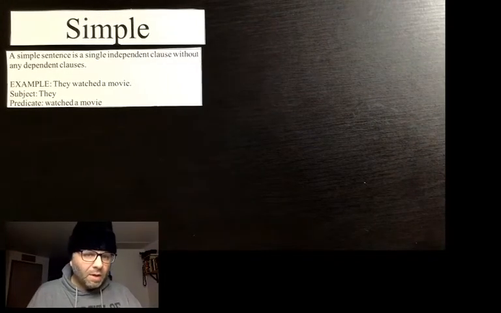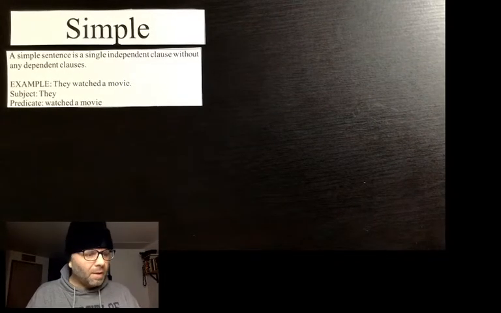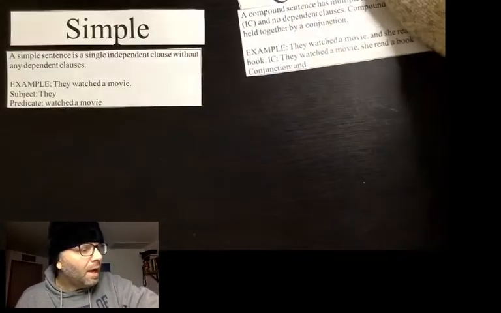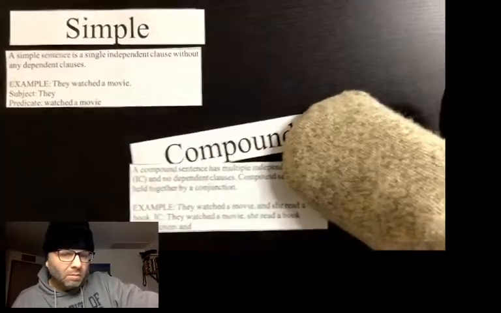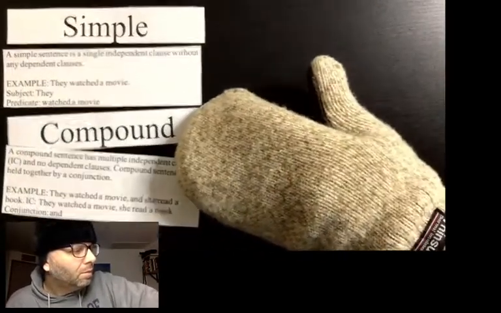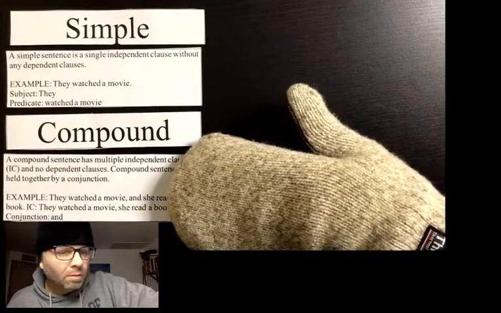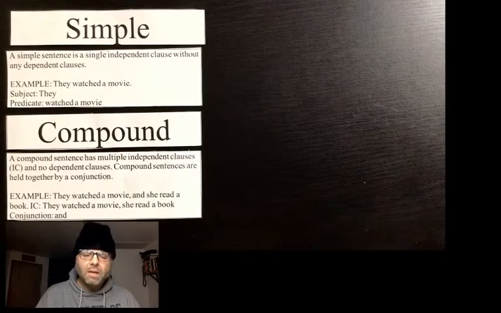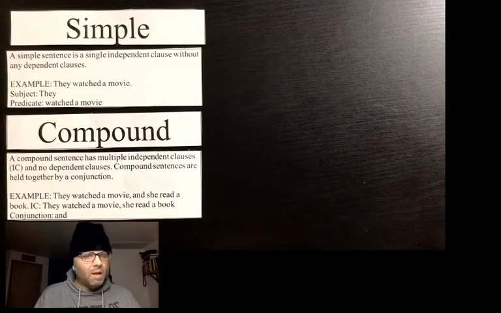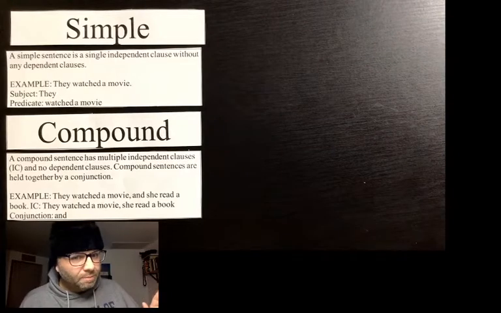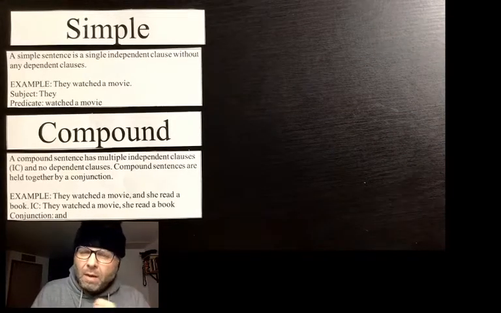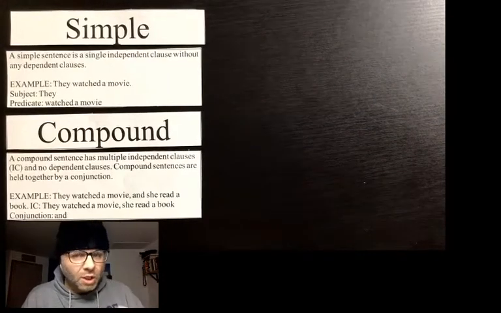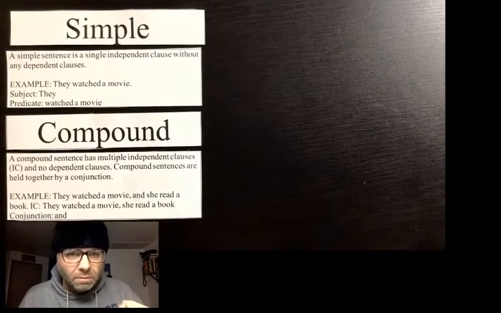The next type of sentence that we're going to talk about is called a compound sentence. And in a compound sentence, you have 2 independent clauses and no dependent clauses. Compound sentences are held together by the glue of a conjunction and a comma.